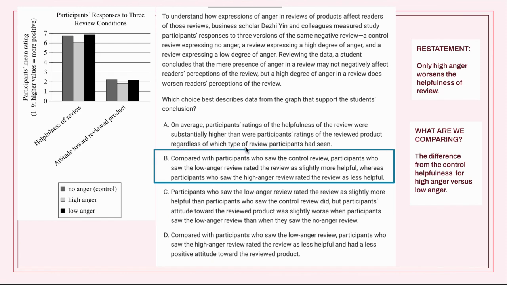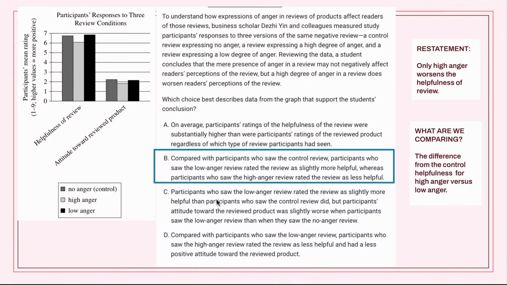It also says regardless of which type of review participants had seen. We're trying to point out what happens when you have different sorts of reviews. We're saying that the results are different. So if an answer is talking about regardless of which type of review participants had seen, that's not the direction we want to go in. We want to be comparing different types of reviews. So A is irrelevant, off topic, and is not really comparing between reviews.